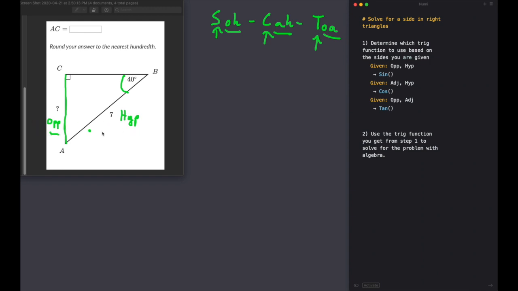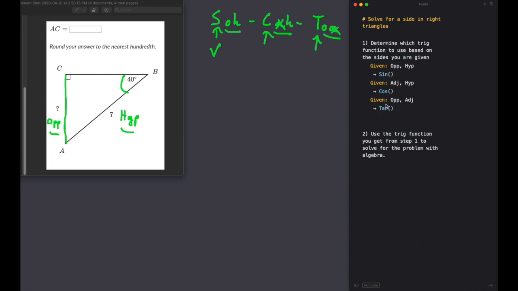In this case, we have opposite and hypotenuse. So you may have guessed we are going to be using sine for this one. We can't use cosine because we don't have an adjacent. And we can't use tangent right now because we don't have the adjacent. So we are going to be dealing with sine in this case because we have opposite and hypotenuse. So we're going to be using sine.